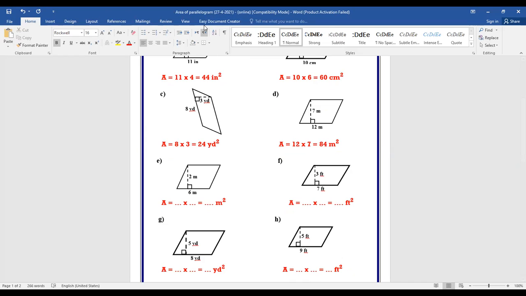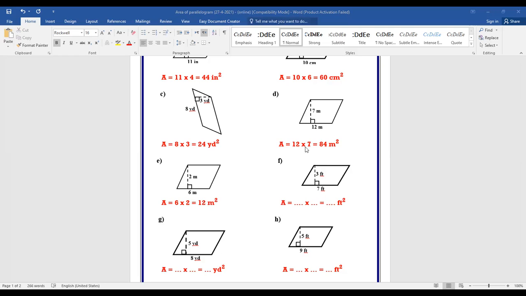يلا يا ملك. Yes, mister. Yes, يا حبيبتي. Our base is 6 and our height is 2. What is the area? 6 multiplied by 2 equals 12. Very good. Okay, thank you.